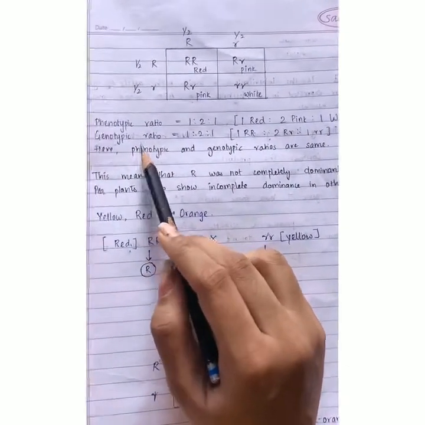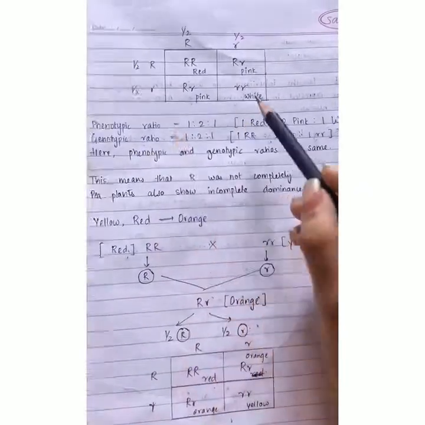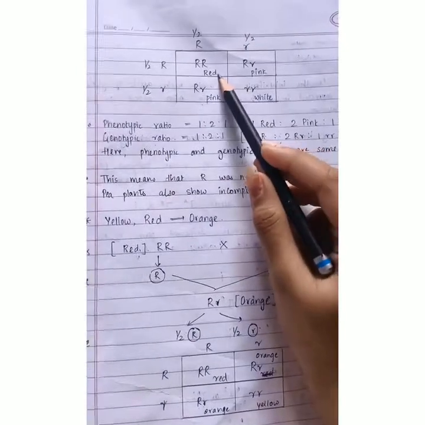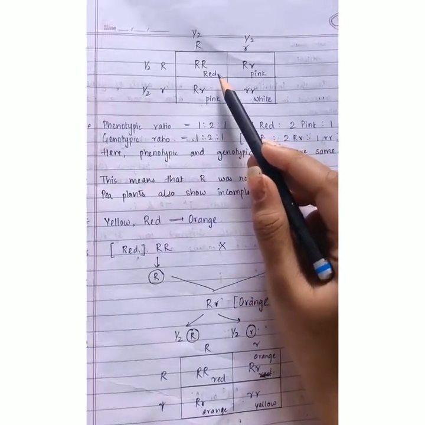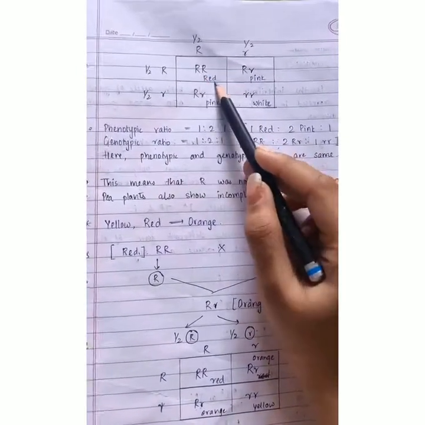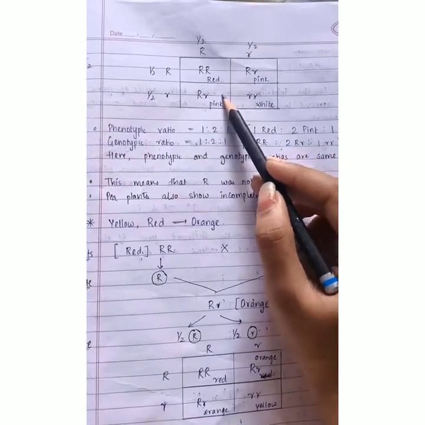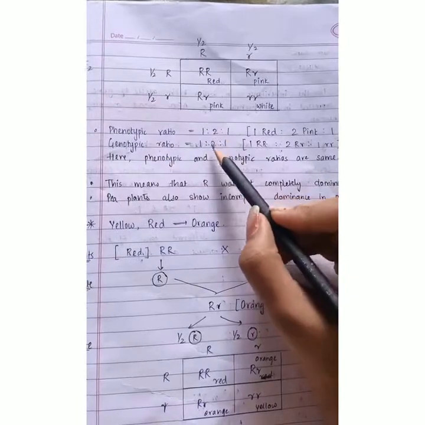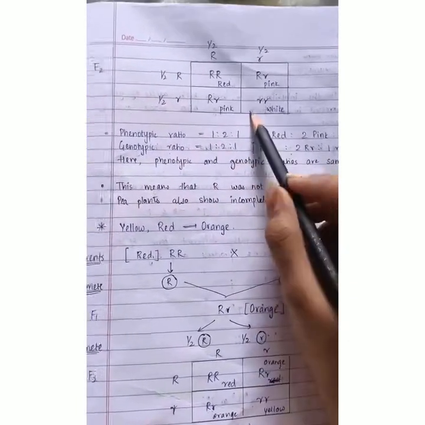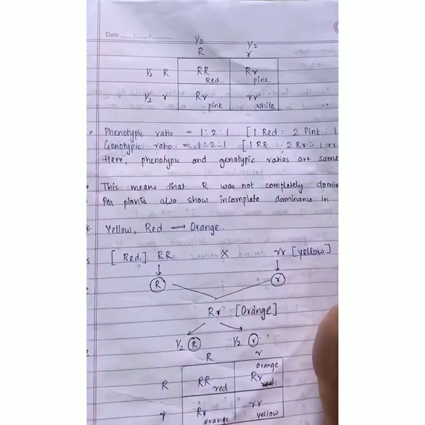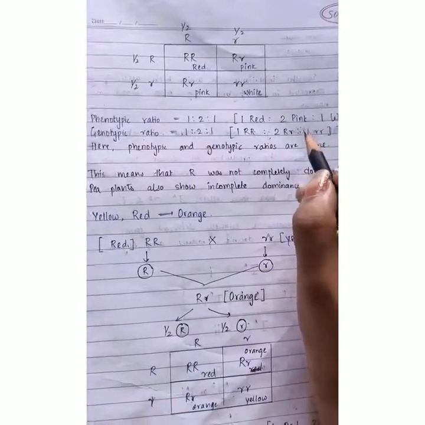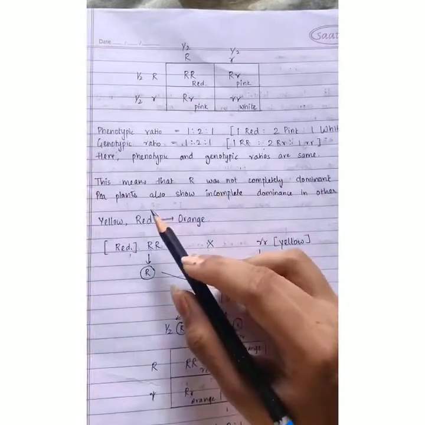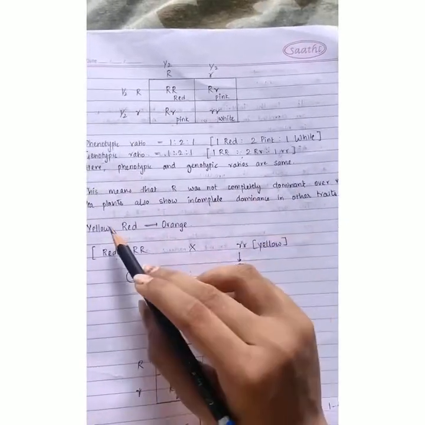What is the genotypic ratio? The genotypic ratio is the genetic constitution. In the genotypic ratio, here we can see homozygous red, only 1, whereas heterozygous pink 2, and homozygous white 1. So the phenotypic and genotypic ratios are the same in incomplete dominance, whereas in complete dominance they were not the same. So this means that R was not completely dominant over r.